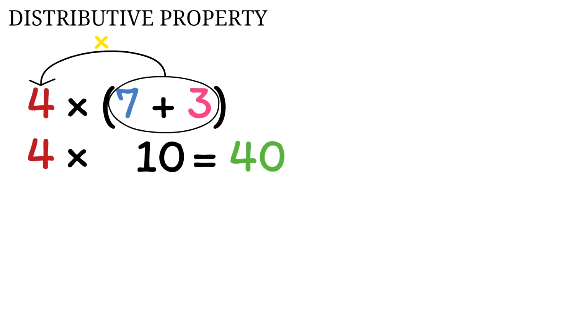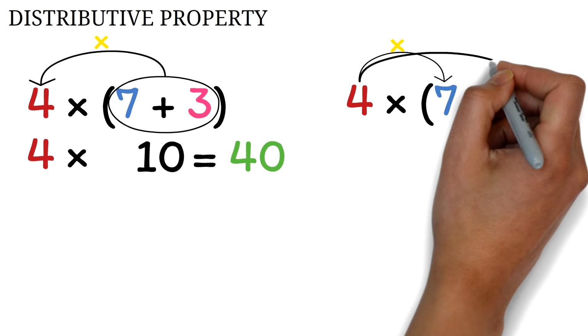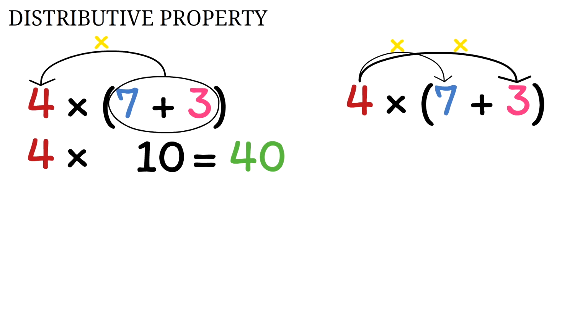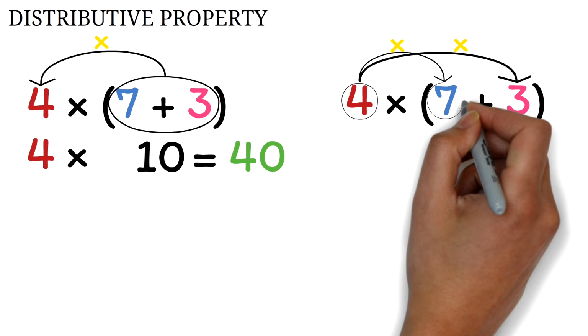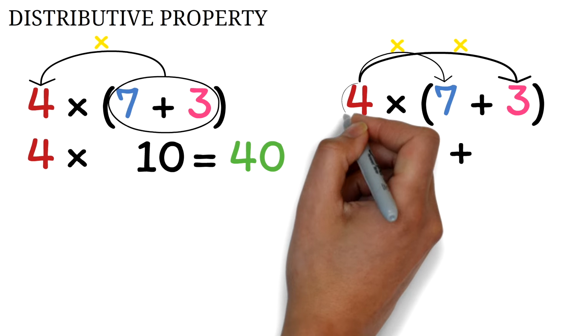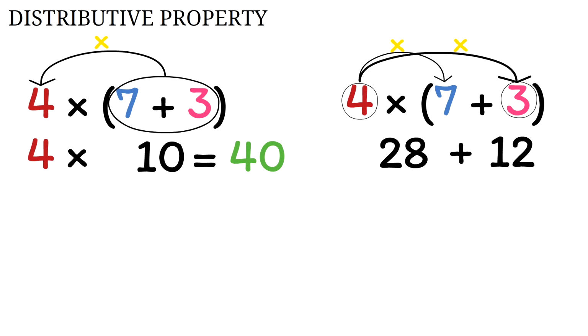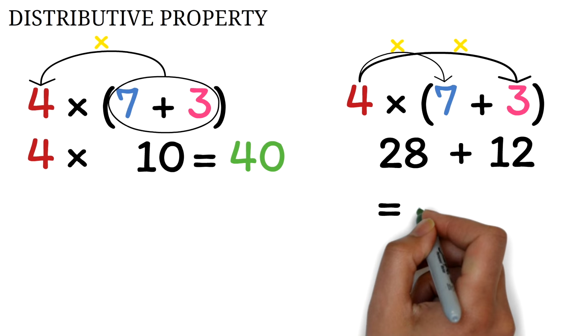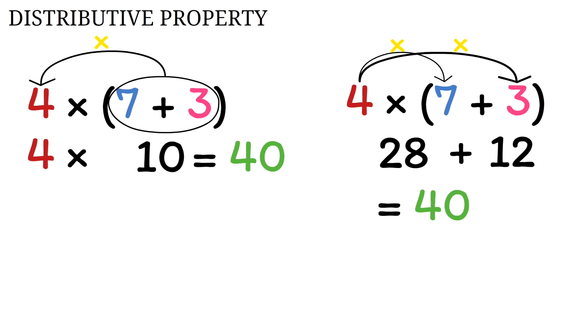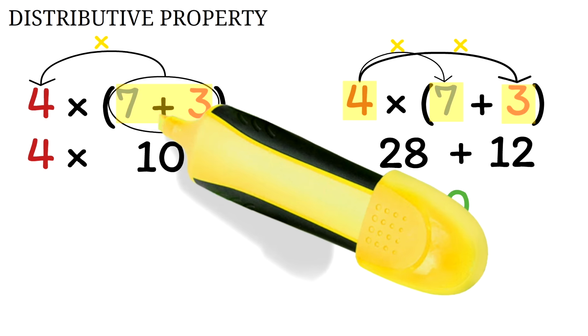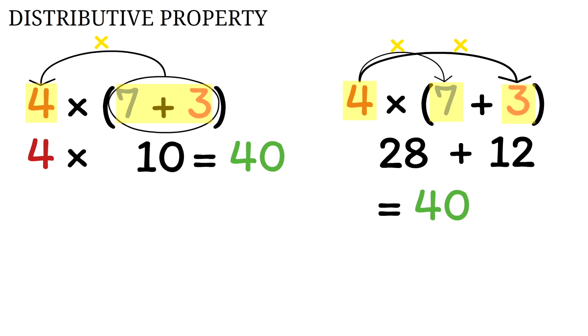The second way we could solve this is to use the distributive property. To do this, we distribute or multiply the 4 by each number in the parentheses before adding the results together. So 4 times 7 is 28, and 4 times 3 is 12. Next, 28 plus 12 is the same 40. So, with the distributive property, we can multiply a number by each value inside the parentheses and still get the same answer as if we solved inside the parentheses first, then multiplied.